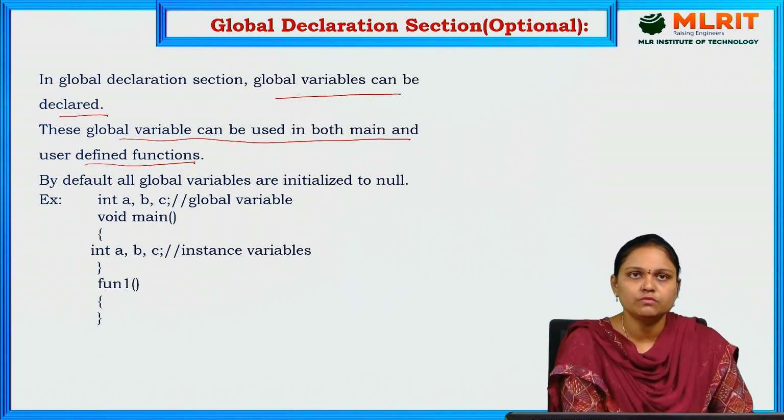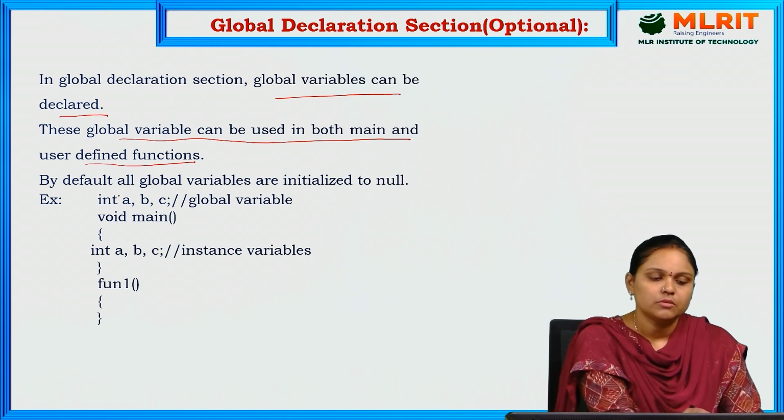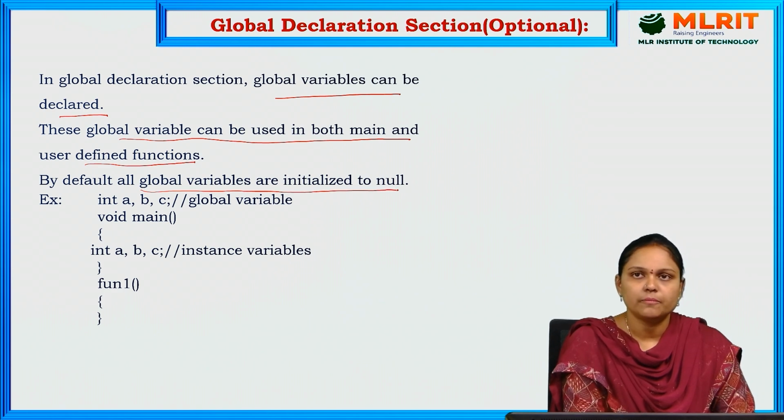Suppose you want to use a variable in all the multiple blocks that you are using in your code. At that time, you need to declare that variable globally so that it can be used in any of the blocks in your program. By default, all global variables are initialized to null. The value of global variables is 0.